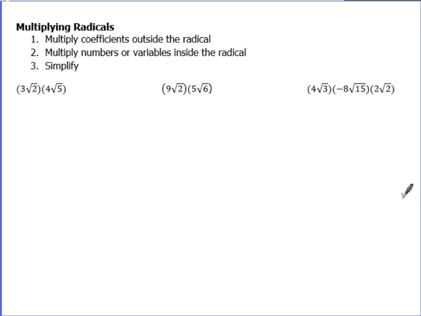Alright, final thing we're going to look at is multiplying radicals. So you have the steps there. What I like to say is outside times outside, and then inside times inside, and then we simplify just like we've been doing throughout this video. So here, outside times outside, 3 times 4 is 12. Inside times inside, 2 times 5 is 10. Then we would have to see if we can simplify. To simplify the square root of 10, I can only divide 10 by 5 and 2, and neither of those are perfect squares, so this one is done.